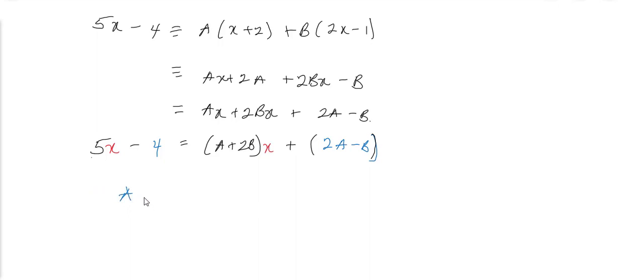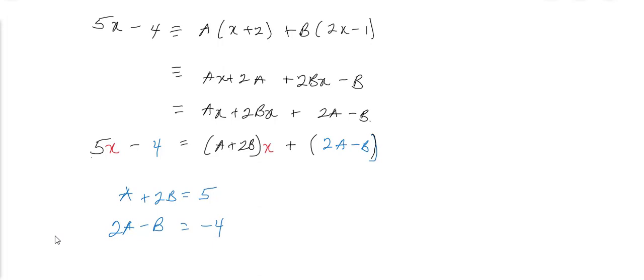a plus 2b is equal to 5. I'm comparing the x on the left hand side to the right hand side. And with this one, negative 4 is going to be equal to 2a minus b. So I've got 2a minus b is equal to negative 4. Now you solve these two simultaneously. You solve for a and b simultaneously, and that gives you your answer for the constants a and b.